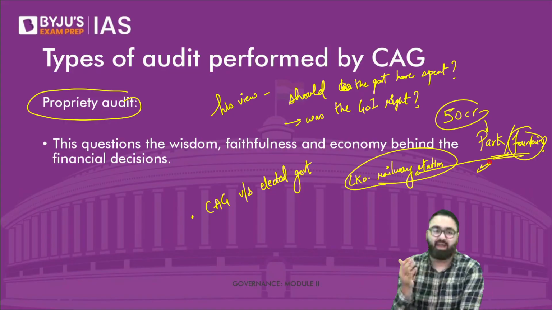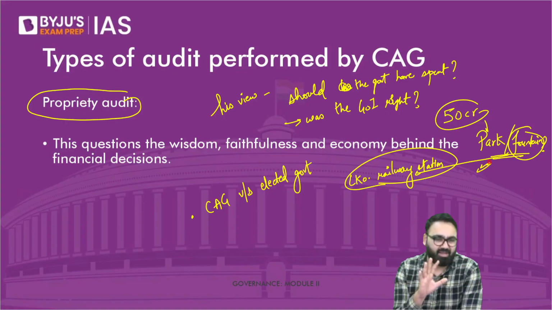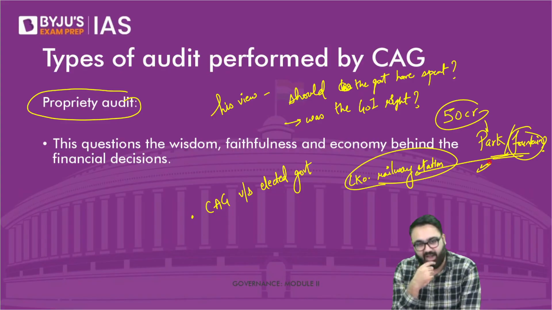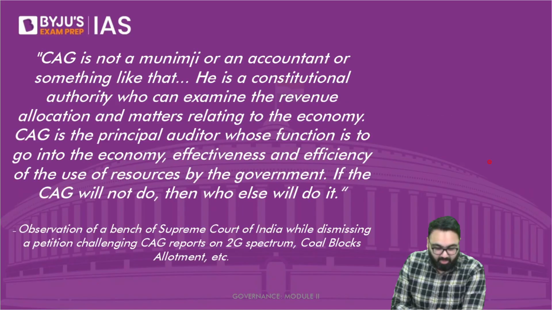But again, you're coming back. So this is proprietary audit, where the CAG publishes his or her views also about whether, in his or her view, the government should have spent money, should not have spent money, etc. Ajay is asking, is proprietary audit a discretionary power of CAG? Yes. Proprietary audit is a discretionary power of the CAG, and that is what the problem is. By their own discretion, they come up and they prepare these kind of reports. By their own discretion, they write whatever they think is correct. This is a problem with proprietary audit.